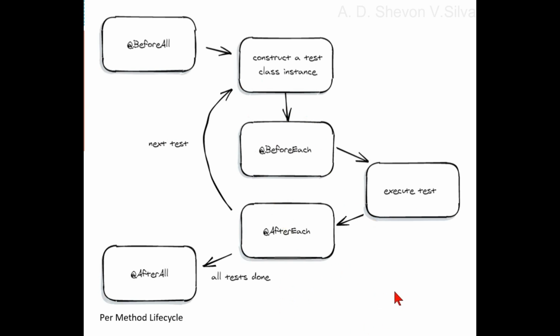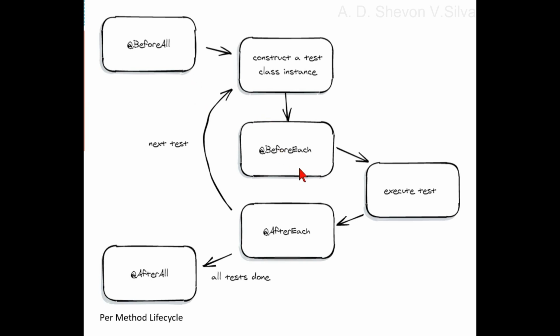Here the annotation interface @BeforeAll is used to signal that the annotated method should be executed before all tests in the current test class. In contrast to @BeforeEach methods, @BeforeAll methods are only executed once for a given test class.